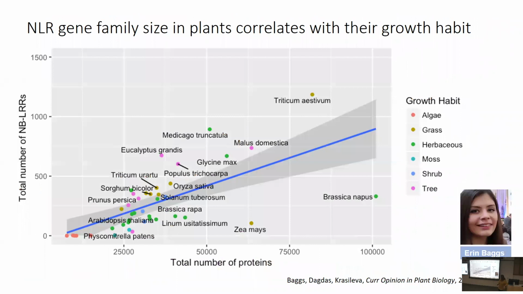So the second quick project that I want to show you, and most of the data, over 50% of the data I'm showing today is unpublished or it's on bioRxiv, is we noticed another outlier in this case, and it's maize. So maize has a really well-sequenced genome, absolutely great annotation, but it has a low number of NLRs compared to its sister species. Again, we decided to understand what was going on there.